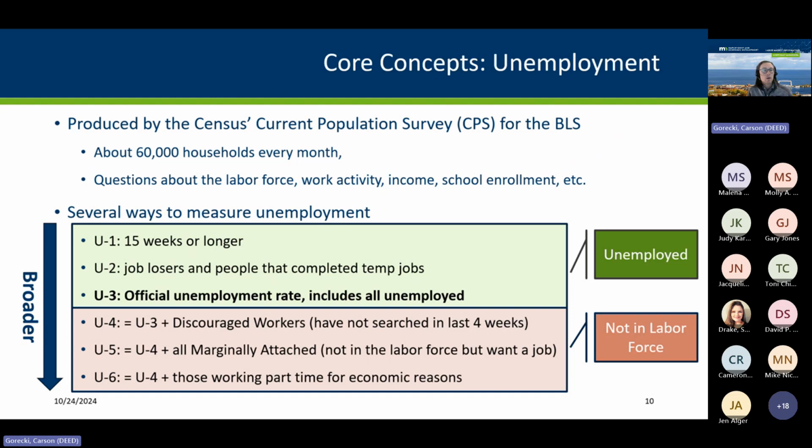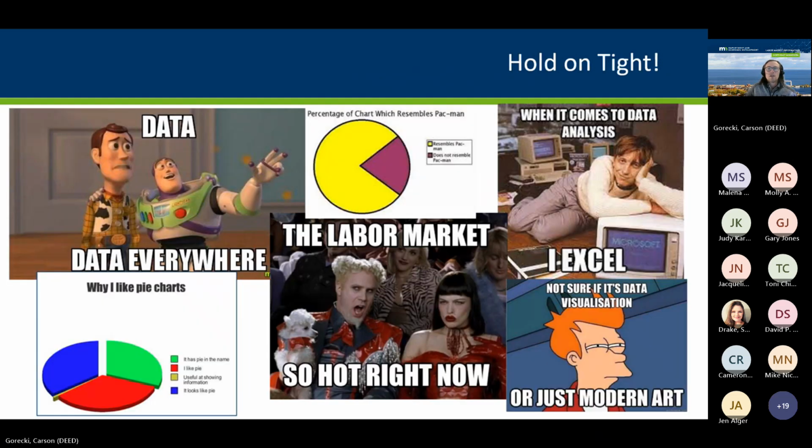But just know that there are a lot of different ways actually to measure unemployment, going from narrow, which is just like long-term unemployment, to broad, which is people that are working part-time. So they're employed, but they would want to be working more than they are. So we refer to that more as underemployment. Okay, so we got some core concepts. Now we're going to jump into a brief labor market update.